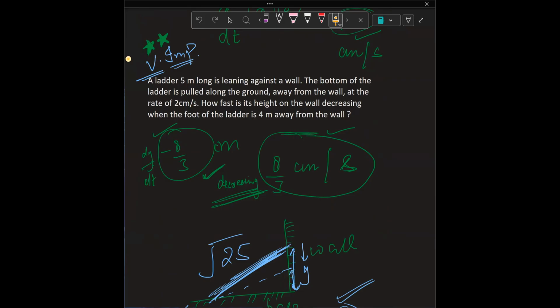So this question is: a ladder is 5 meter long, leaning against a wall. If the bottom of the ladder is pulled along the ground away from the wall at the rate of 2 centimeter per second, how fast is the height on the wall decreasing when the foot of the ladder is 4 meter away from the wall?